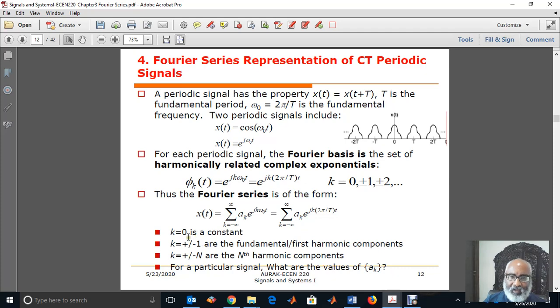When k is equal to 0, we get the DC part, the constant part. When k is plus or minus 1, we have the fundamental or the first harmonic component. When k is 2, we have the second harmonic, and when k is 3, the third harmonic, and so on. To write x of t using this form, of course, we need ak. How we calculate ak, we'll discuss in this lecture.